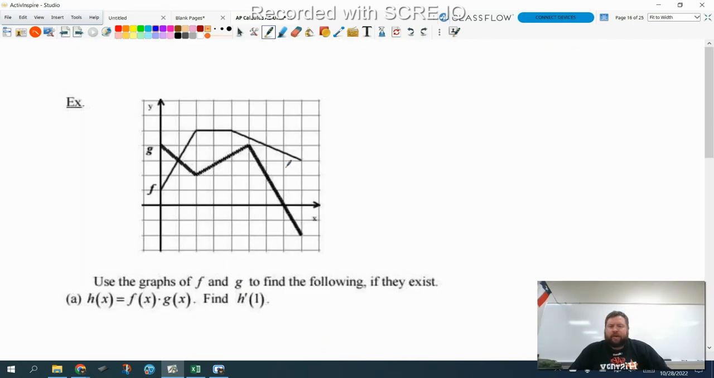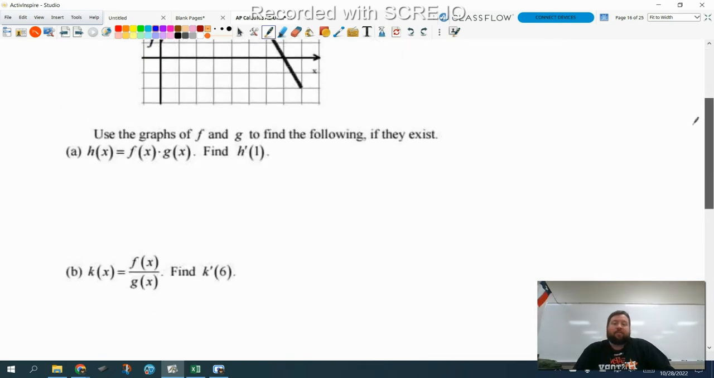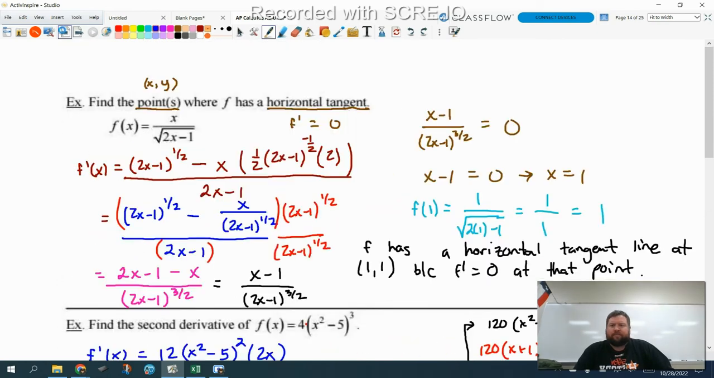All right, on the back, we have a graph. If you've been following along with my videos, you've seen this graph before. We did it in our product and quotient rule lesson. And in fact, parts A and B are in the product and quotient rule notes. So I'm going to flip back to that real quick just so you can see them.